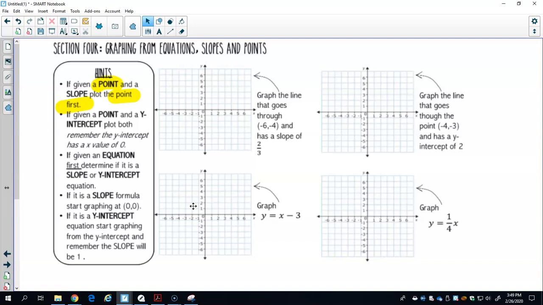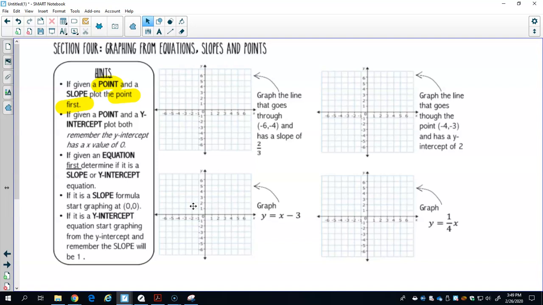So remember, if given a point and a y-intercept, plot both. Remember, the y-intercept has an x value of 0. So you're hitting the y-axis at the number that's given. So let's go ahead and get started.